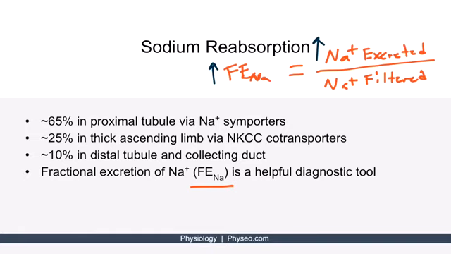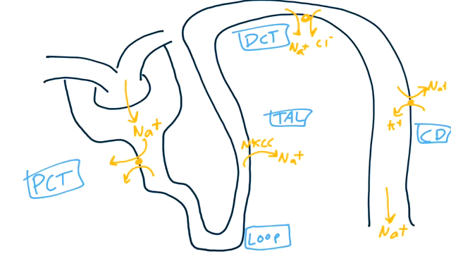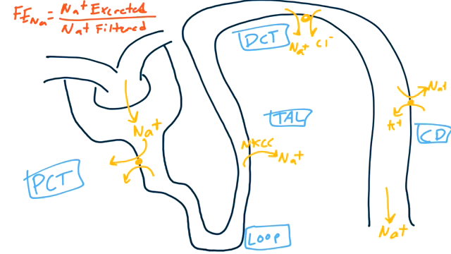So let's apply this by doing an example. Let's put up our equation here. FeNA is the sodium excreted over the sodium filtered. What is excreted is down here, and that is then divided by the amount filtered, which is up here in the Bowman space. So let's do a practice question. Let's say the FeNA is 3% in a patient. What does this tell you about the function of the nephron?